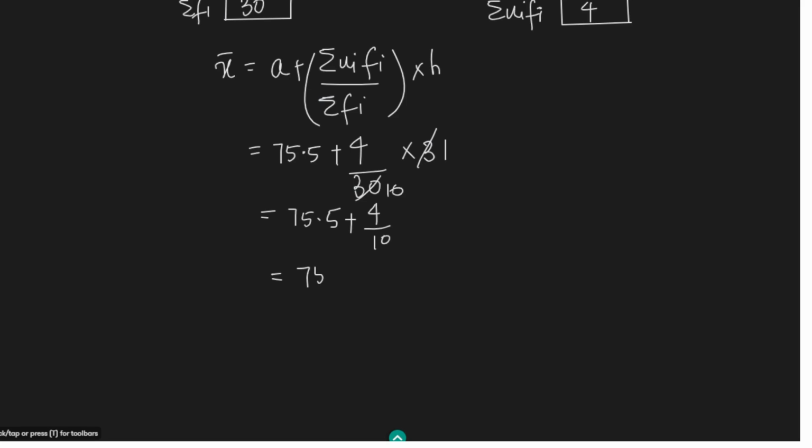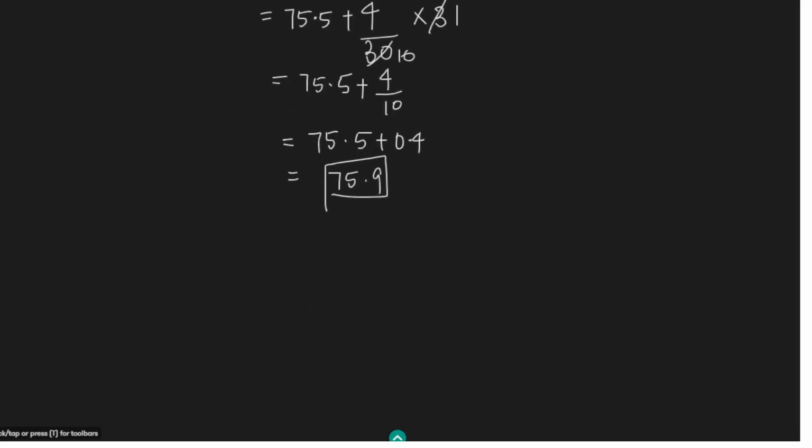This is 75.5 plus 4 by 10, which is nothing but 0.4. So we'll add this, we get 75.9. So we got the answer here, but we'll conclude the answer by writing that the mean heartbeat is 75.9.